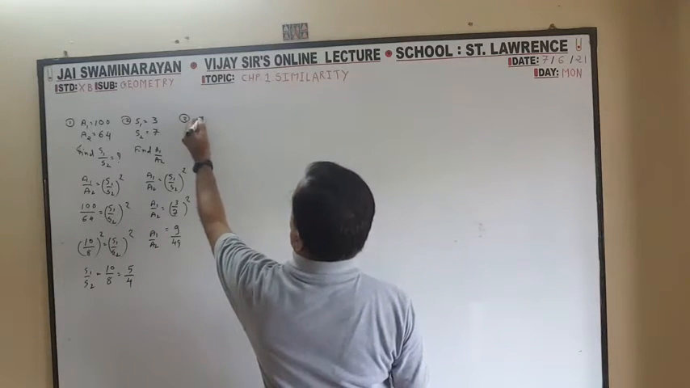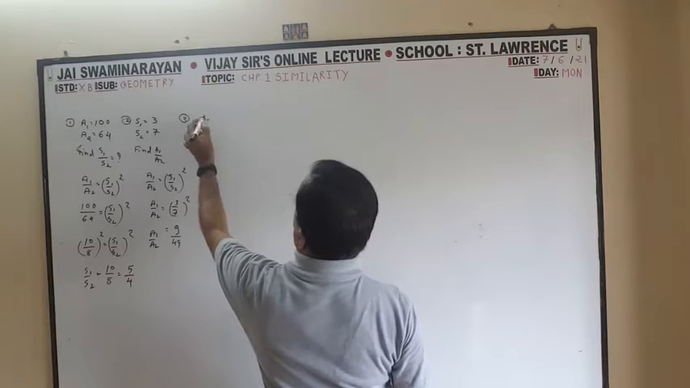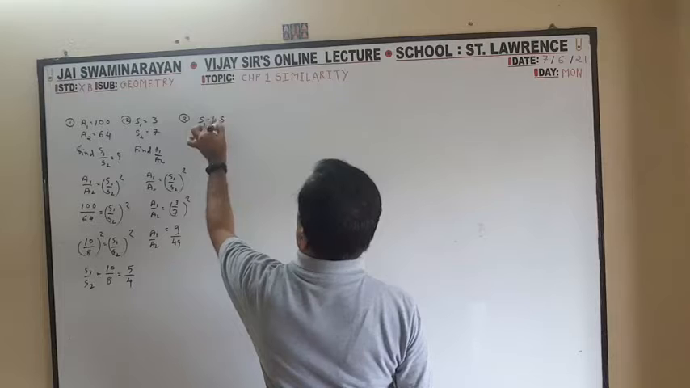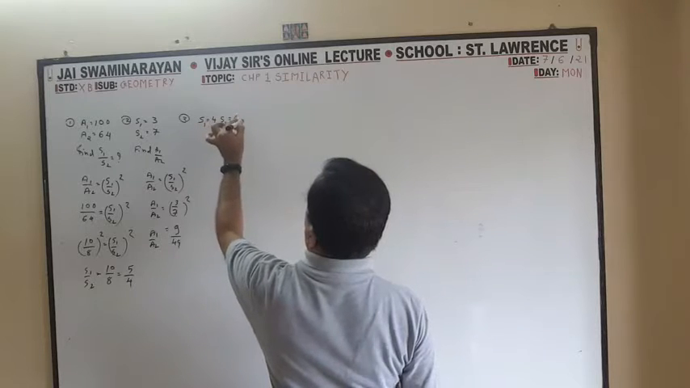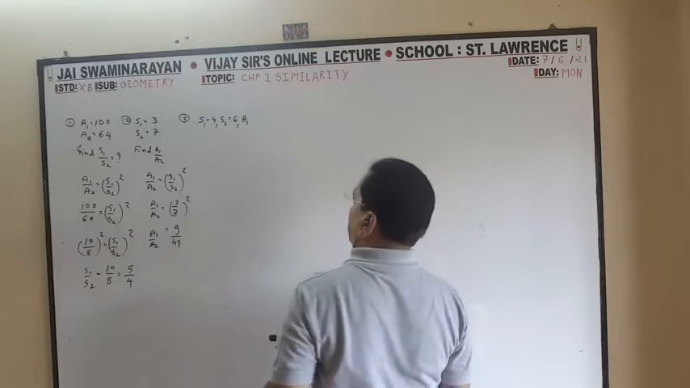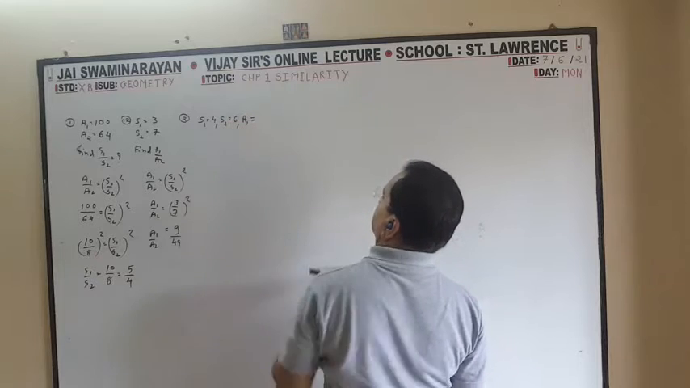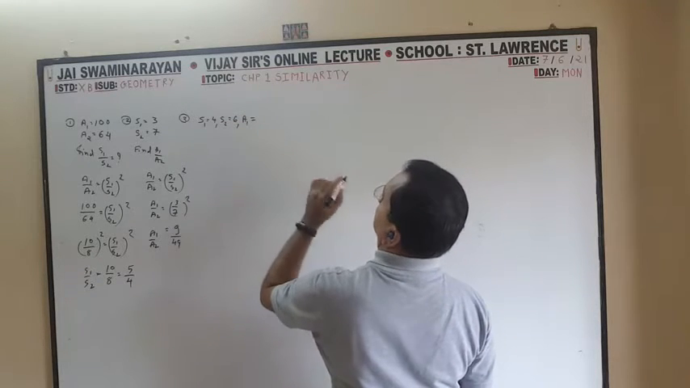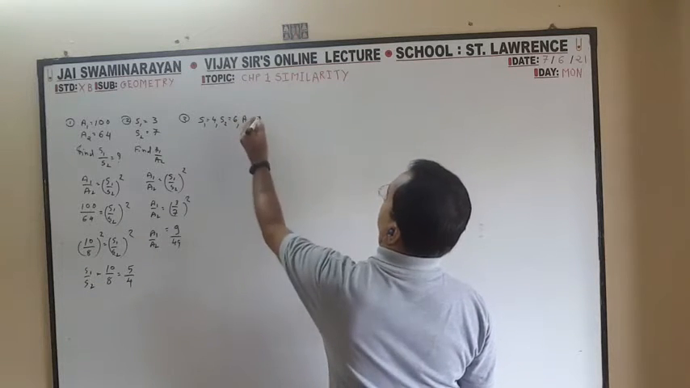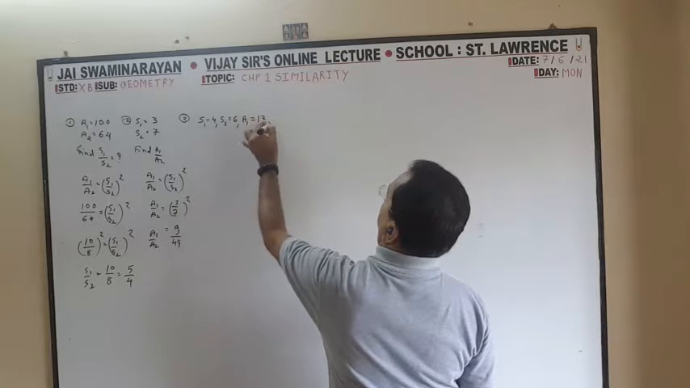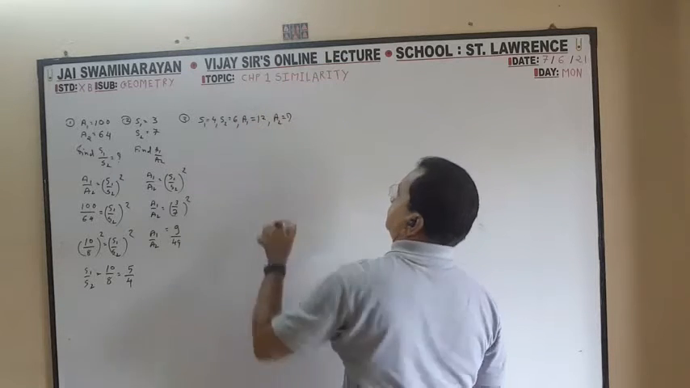Now S1 is equal to 4, S2 is equal to 6, A1 is equal to 12, find out A2.